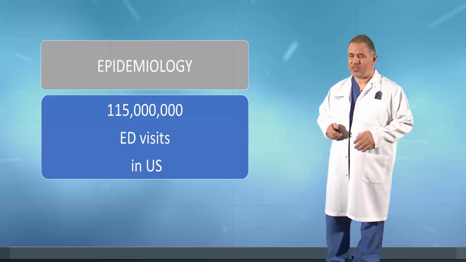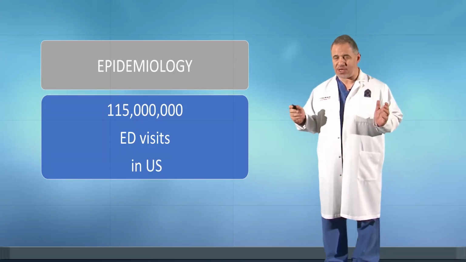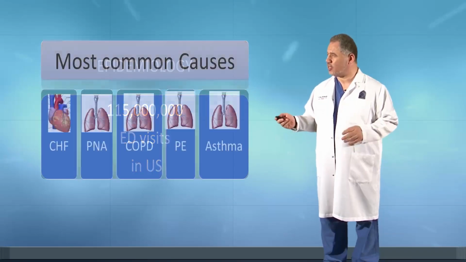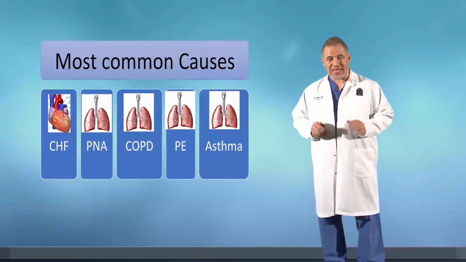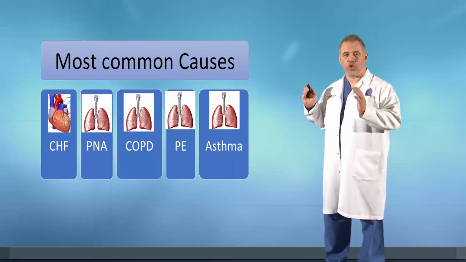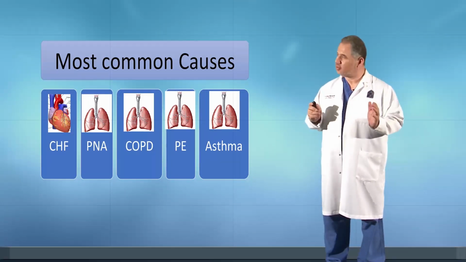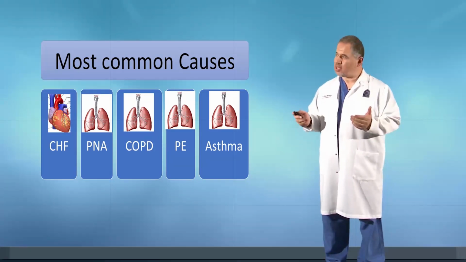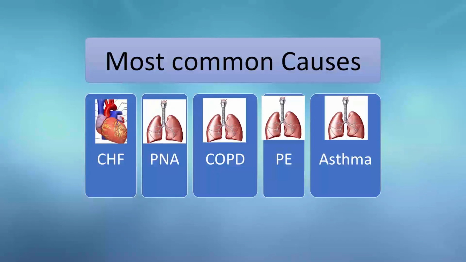Let's advance the slide. Epidemiology, just to tell you that this is a common problem. A lot of patients visit emergency departments, at least in the US, for that problem. The common problems we see in the emergency department are going to be either heart or lung. And I'm giving you 5 common diagnoses that drive people to the emergency department with dyspnea. 4 of them are related to the lungs, and 1 is related to the heart.